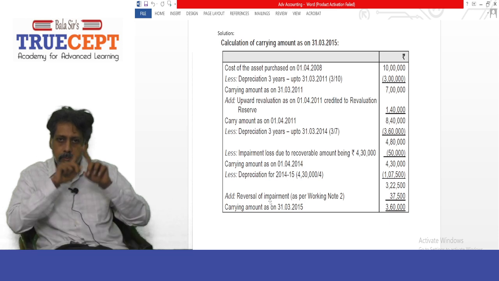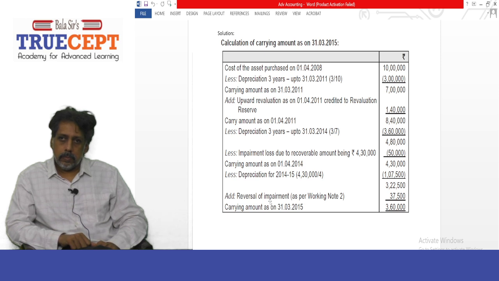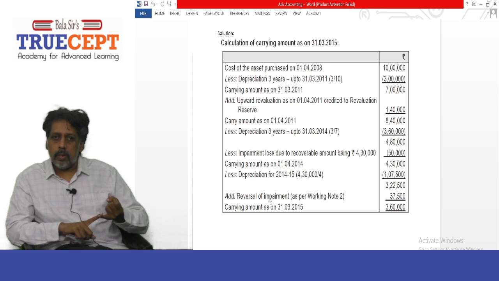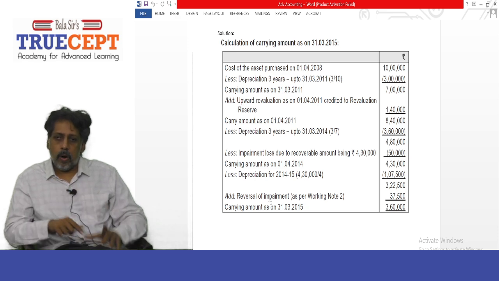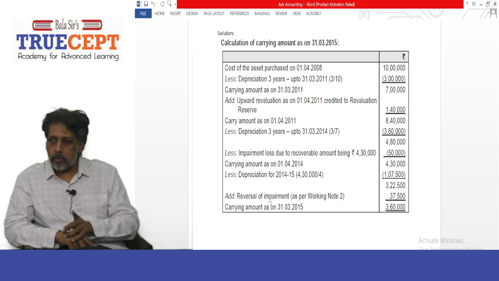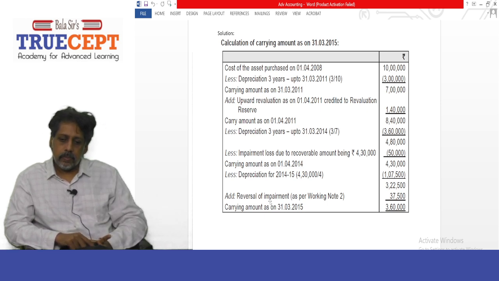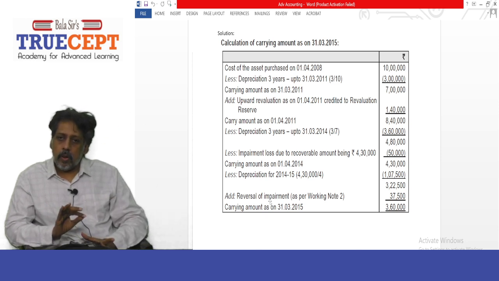Yes, sir. Calculation: cost of asset purchased on 1st April 2008, 10 lakh. Less depreciation for 3 years up to 31st March 2011, which is 3 by 10 into 10 lakh. Or you can do 1 lakh per annum into 3 years, 3 lakh rupees. How 1 lakh? 10 lakh rupees by 10 years is 1 lakh per annum. That into 3 years is 3 lakh. You subtract, so 7 lakh. So carrying amount as on 31st March 2011 is 7 lakh, or you can say as on 1/4/2011.